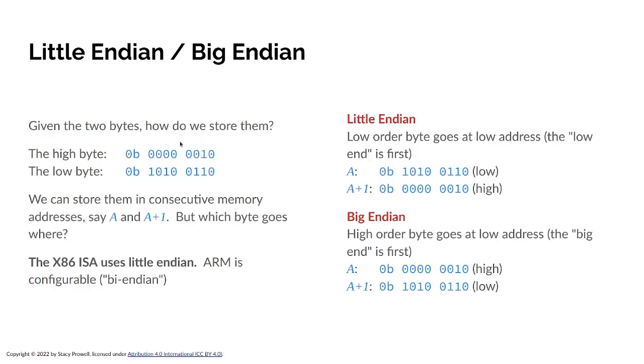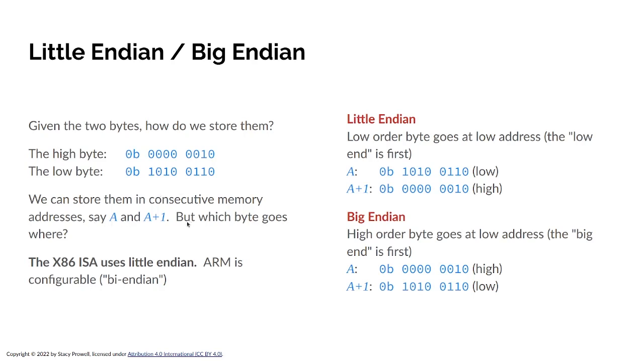So we can store the high byte first or the low byte first. And by first, I mean at the lowest memory address. So say we're writing it to location 7. I could put the high byte at 7 and the low byte at 8, or I could put the low byte at 7 and the high byte at 8. Anyway, I could put one of them first.